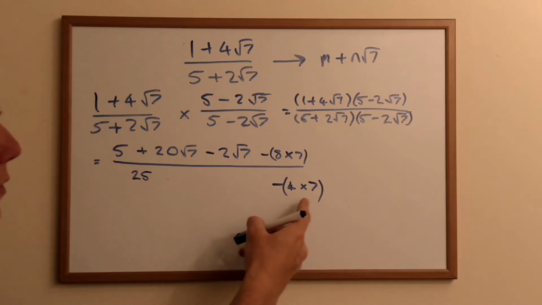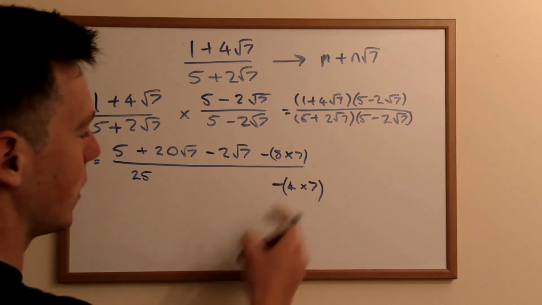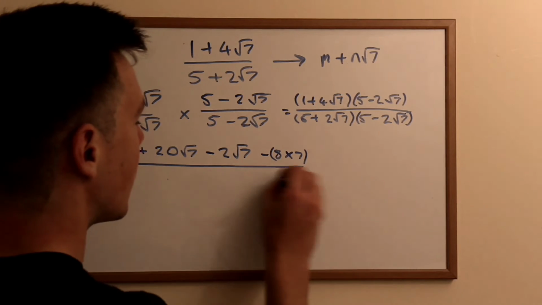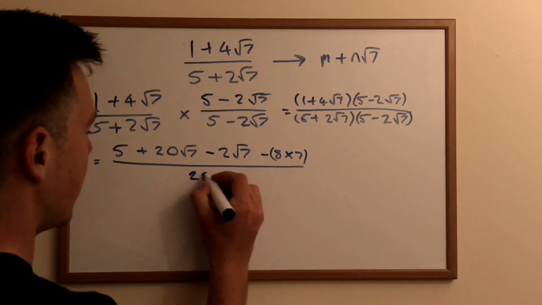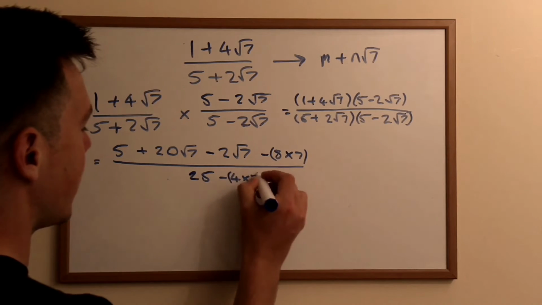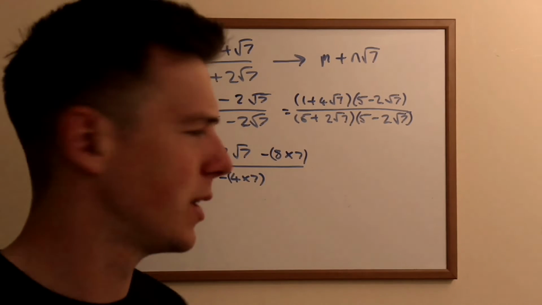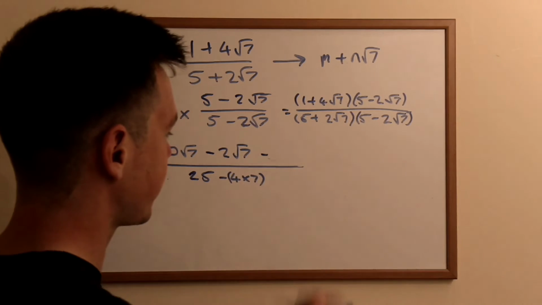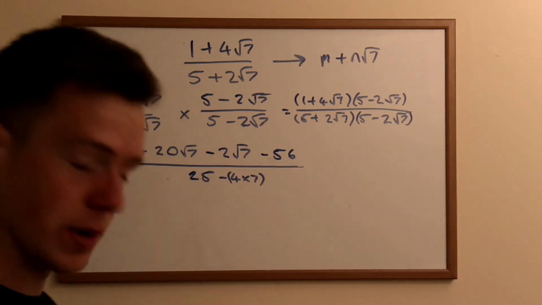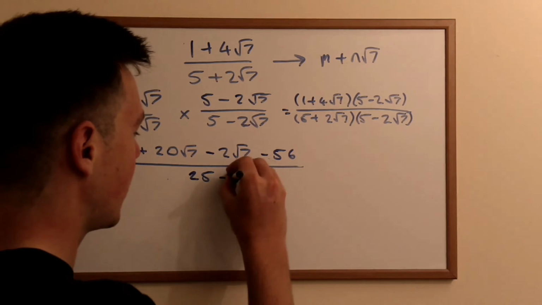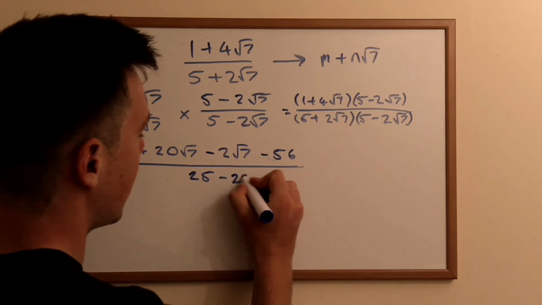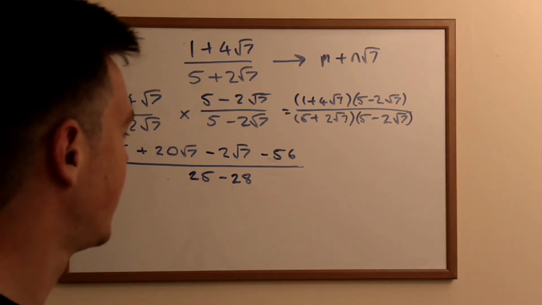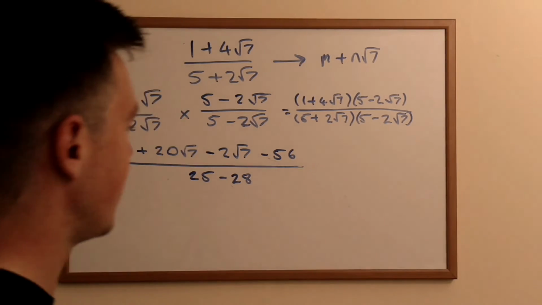So we're left with 25 minus 4 times 7. Okay, let's simplify this a little bit. 8 times 7, we know that's 56. And 4 times 7, we know that's 28. Okay, now what's 25 minus 28? Well, let's just rewrite the whole thing here.